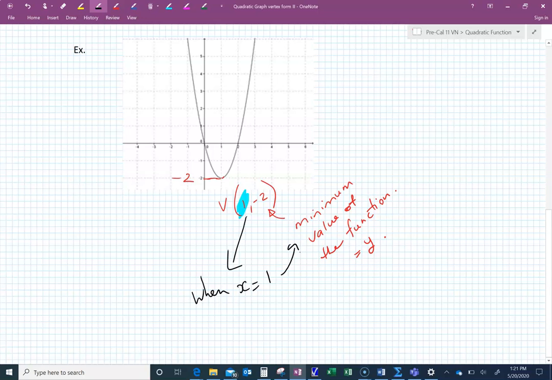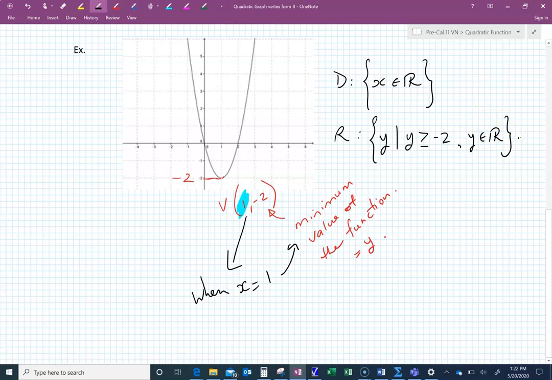Excellent. Now what are the domain and range here? The domain, same thing again, x belongs to all real numbers. The range, now you have to include, sorry, that's a y value. You have to include the minimum value. That means everything above -2 will work. So that would be y is greater than or equal to -2, y belongs to all real numbers. Okay, and that is how you look at the graph and analyze it based on whether it has a minimum or maximum.